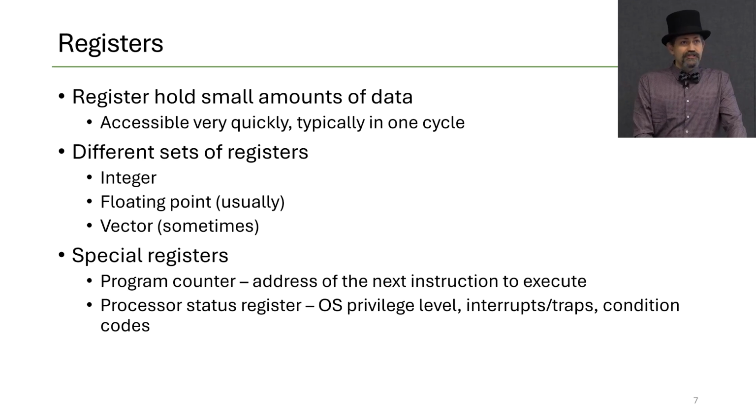Let's talk about registers in more detail. So registers hold very small amounts of data. Typically, one register will hold 1 word of data. So it's accessible very quickly, typically in 1 cycle, and most machines have different kinds of registers.